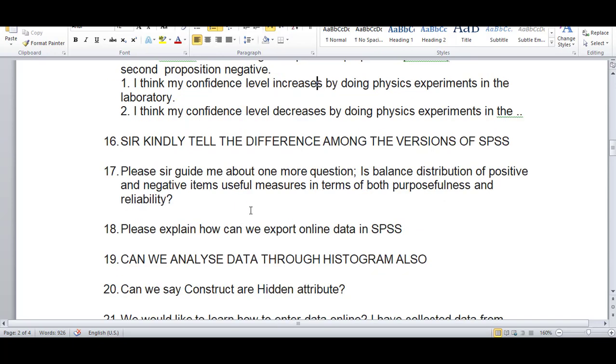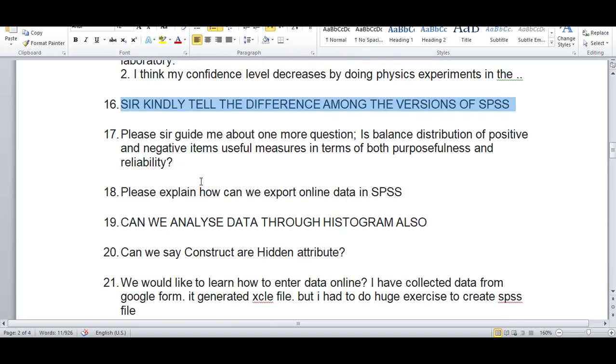Number 16, sir, kindly tell the difference among the versions of SPSS. You will not feel any difference. If you use SPSS version 16, you will not feel any difference. The results are identical for all versions because it's mathematics, and this calculation was developed more than 150 years ago. SPSS was developed in the 60s. So people used the independent t-test, ANOVA, and correlation even before SPSS was there. The newer versions of SPSS actually provide a better look, good formatting, and more functions. That's the only difference.